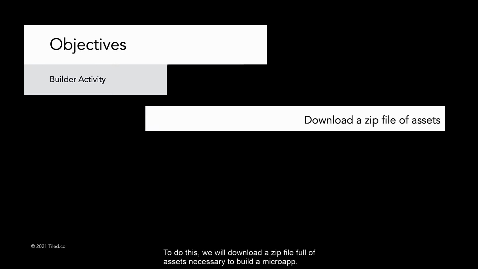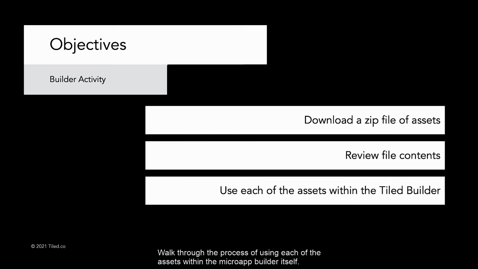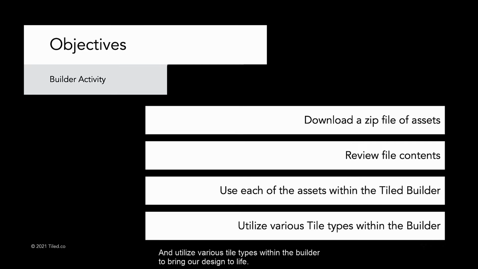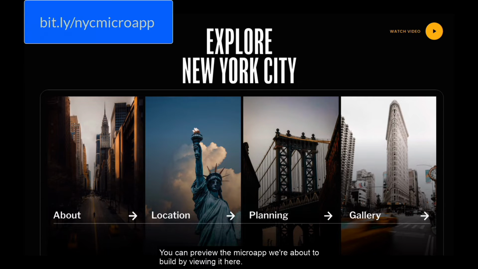To do this, we will download a zip file full of assets necessary to build a micro app, familiarize ourselves with the content of the file, walk through the process of using each of the assets within the micro app builder itself, and utilize various tile types within the builder to bring our design to life. You can preview the micro app we're about to build by viewing it here. Go directly to this URL.